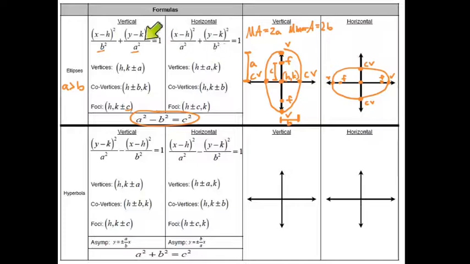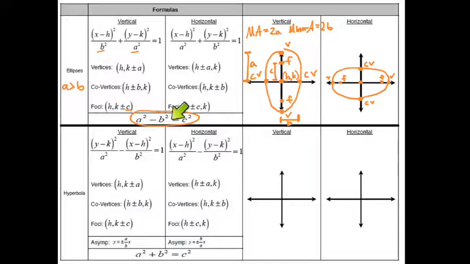Now, I want to ask you guys this question and see if you can tell me. How do you know which one is vertical and which one is horizontal? If you were to see this equation all by itself, how do you know it's the vertical one? If you were to see this equation all by itself, how do you know it's the horizontal one? Because you know that A squared will always be bigger, that number is the number that's going to tell you if it's horizontal or vertical. So if the bigger number is underneath the Y value, then you know it's vertical. If the bigger number is underneath the X, then you know it's horizontal.